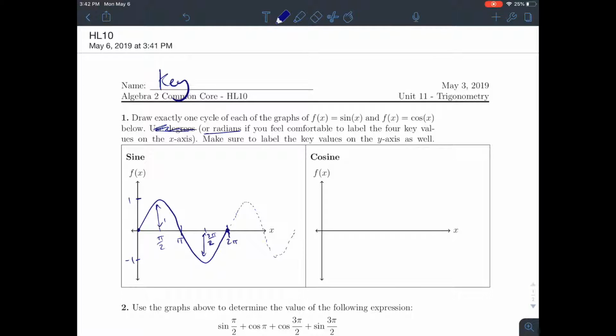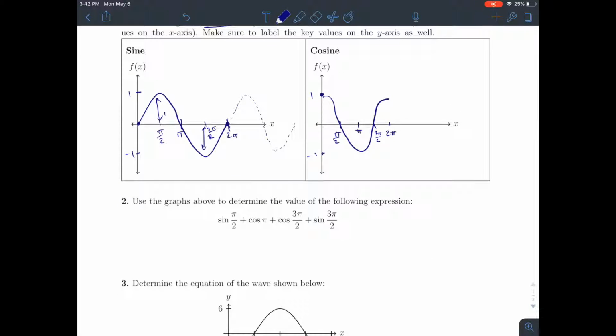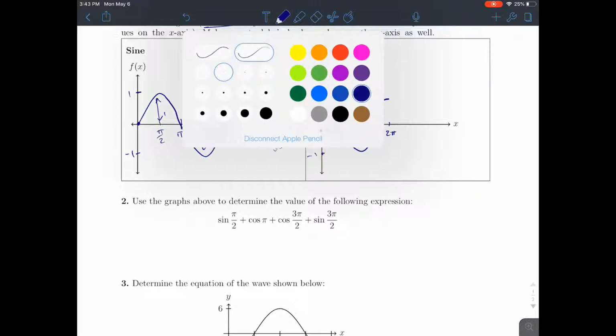For cosine, we want to draw one cycle of this. The difference between the two is cosine starts at its maximum value of 1, and then 1, 0, -1, 0, back to 1. So you've got a full cycle at 2 pi radians, with the middle, pi over 2, and 3 pi over 2. Use the graphs above to determine the value of the following expression.